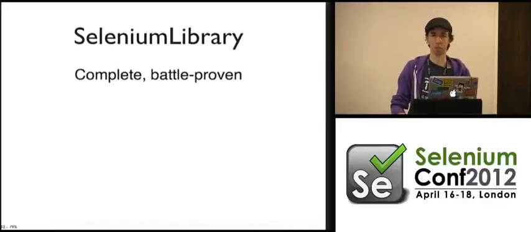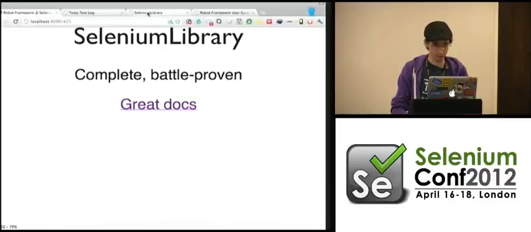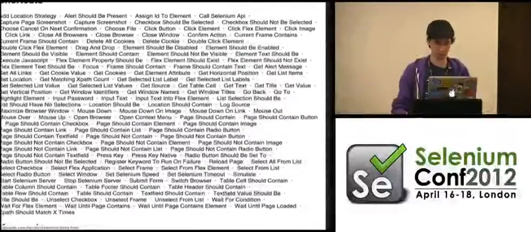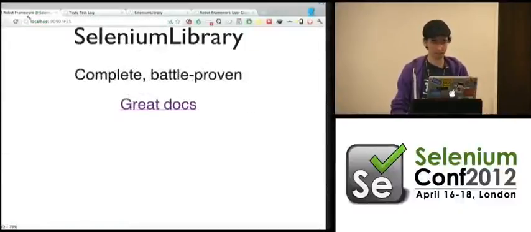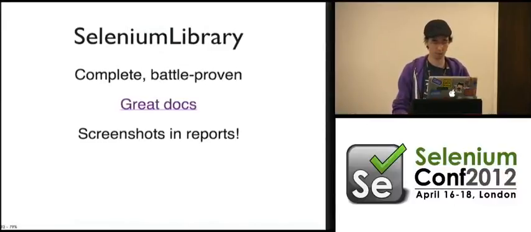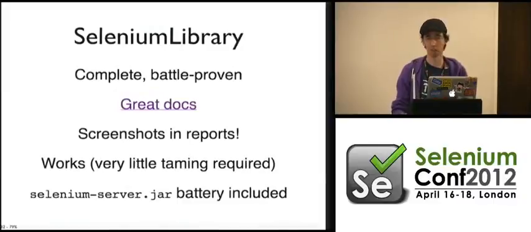There's a Selenium library. It's API complete, it works, it's battle proven, and they're continuously releasing new versions. There's great documentation for that, where you can see all the keywords. This is probably the complete Selenium 1 API with all documentation. So they take documentation really seriously, and that helps a lot, especially with all the kinky stuff. Documentation and screenshots in reports come out of the box, and it works. And the Selenium server jar is included in the Python package, so you don't even need to download that. If you want to, you can specify which Selenium server jar to use on the command line.